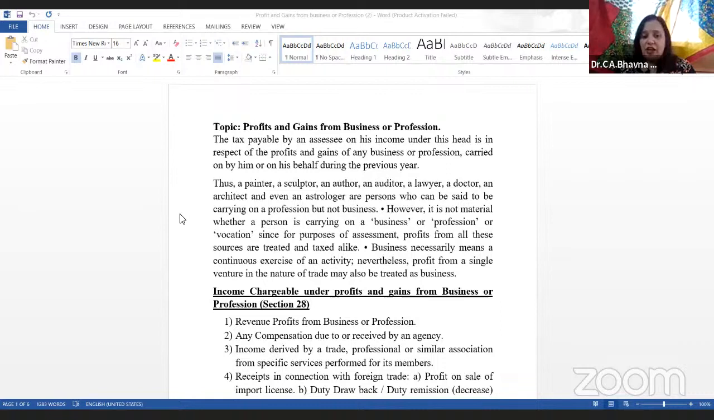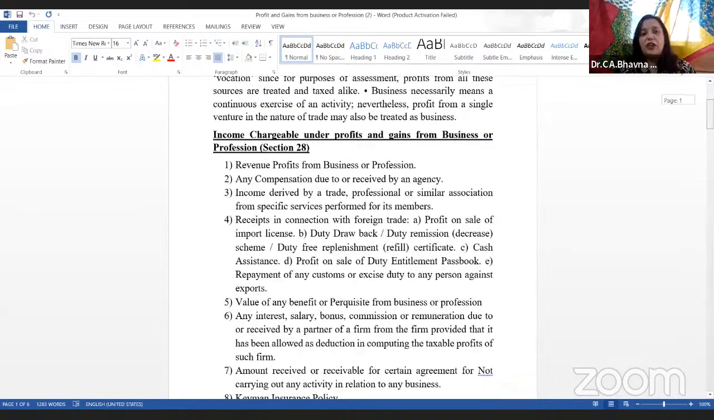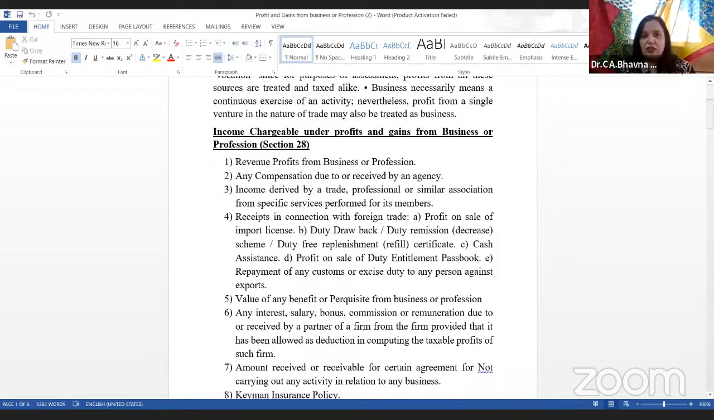Coming to the charging section, there are many incomes which would be called as income from business or profession, which are coming under section 28, like your revenue profits, not the capital profits, revenue profits from business or profession, any compensation due or received by an agency, any income derived by a professional association, any receipt in case of foreign trade like profit on sale of license, duty drawback, any value of any benefit perquisite received from business or profession. जैसे किसी डॉक्टर को कोई पेशेंट खुश होकर एक आईफोन दे देता है, that is a perquisite.